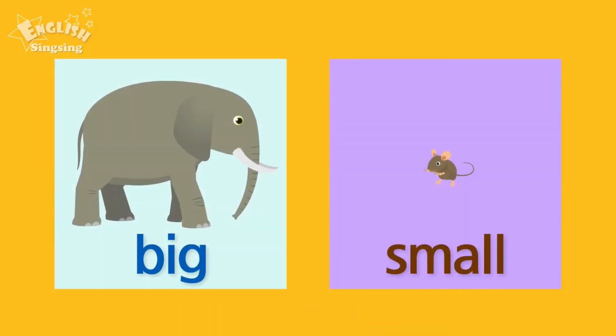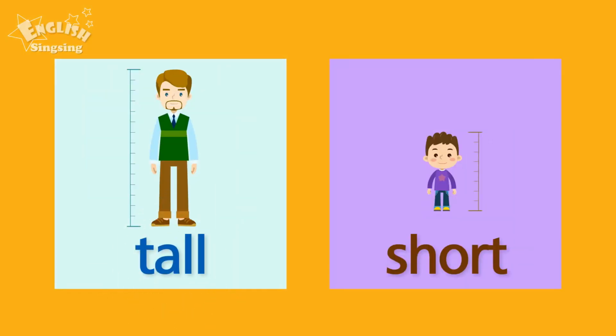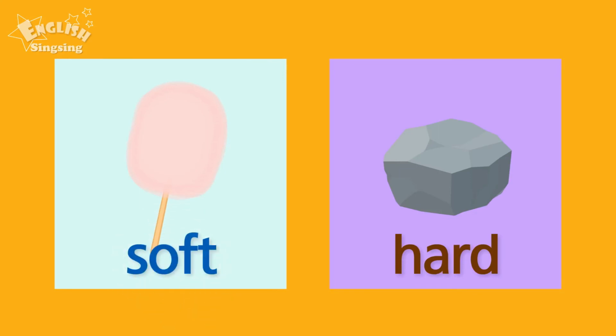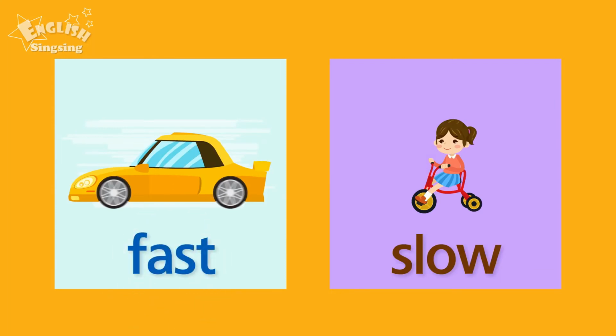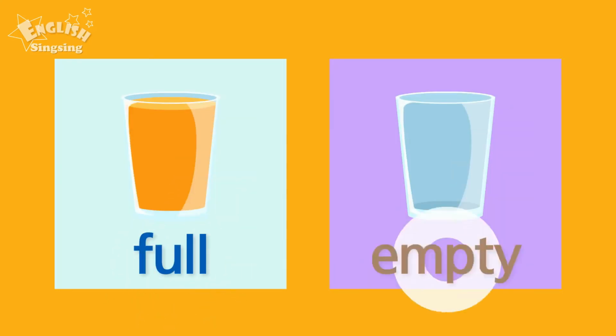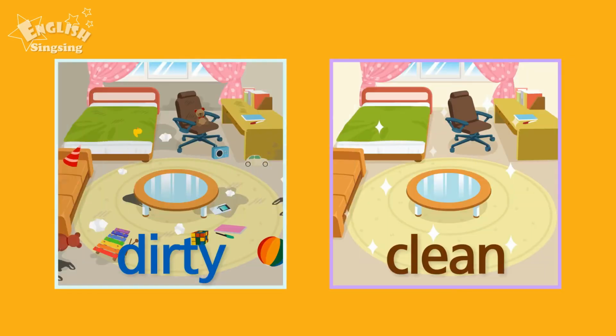Review. Big, small, tall, short, weak, strong, soft, hard, fast, slow, heavy, light, full, empty, dirty, clean.